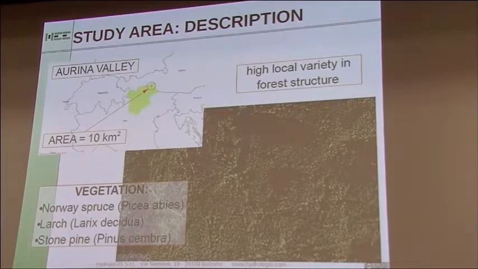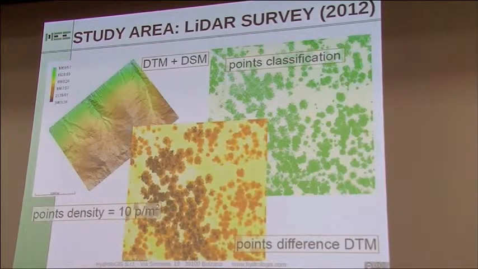We are testing these modules on a study area in Italy, in the very north of Italy, here at the boundary with Austria, in Aurina Valley. It is an area of about 10 square kilometers, characterized by a high local variety in forest structure, mainly composed of Norway spruce, but with some larch and stone pines. Our LiDAR survey is from 2012, and we have almost all the products, DTM, DSM, and last point, raw point data at a density of 10 points per square meter.